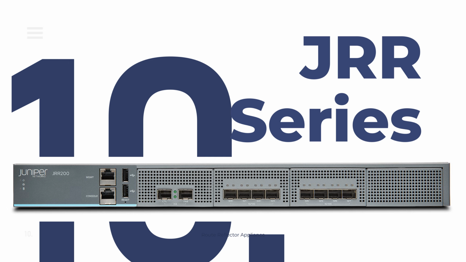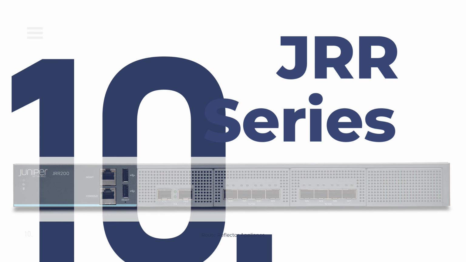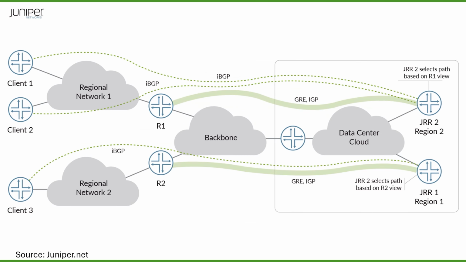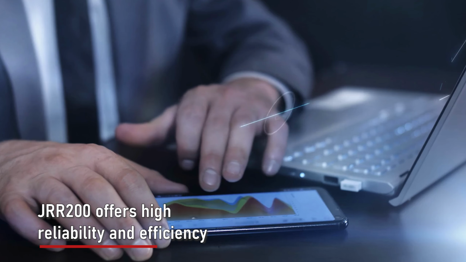JRR200 Route Reflector Appliance. The JRR200 is a specialized tool for simplifying BGP scaling in large, complex networks. It's designed for environments with large-scale BGP routing tables and makes it easier to manage routing information without needing a full mesh configuration between routers.